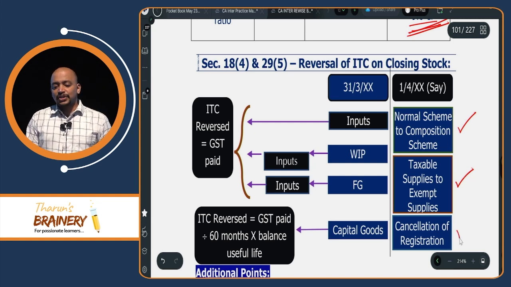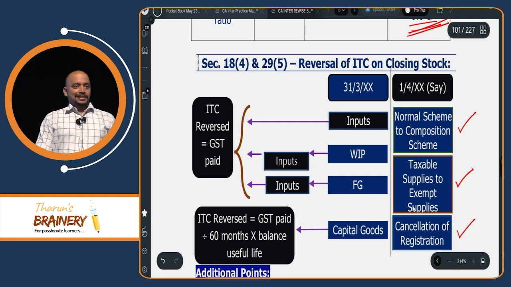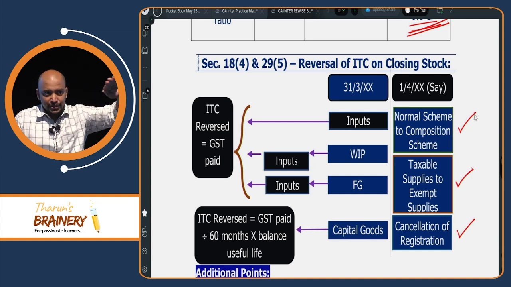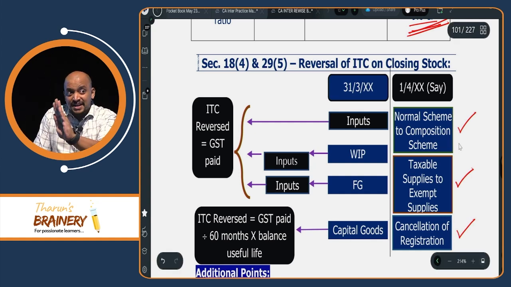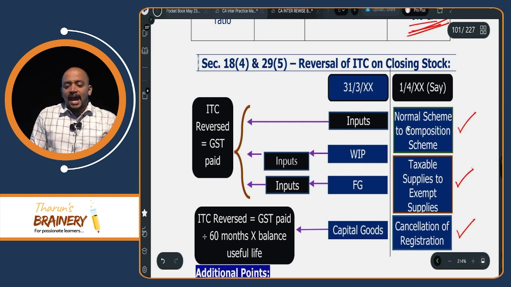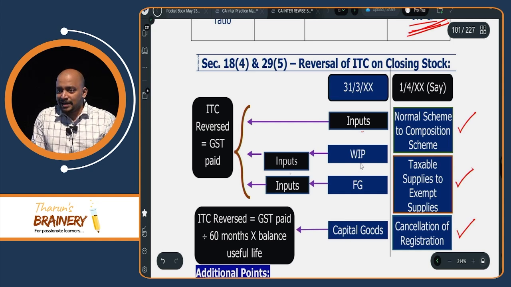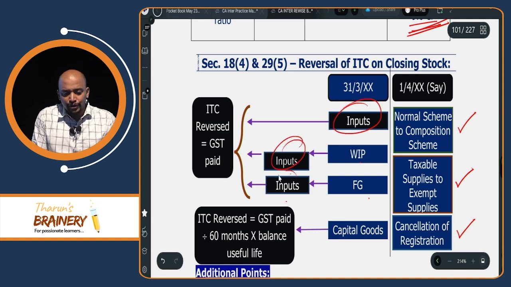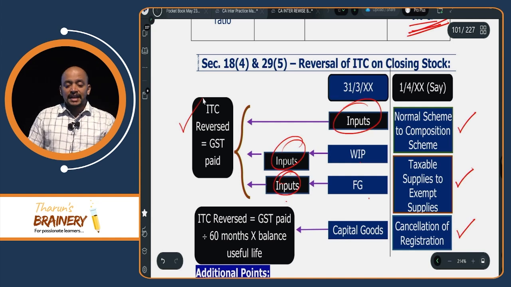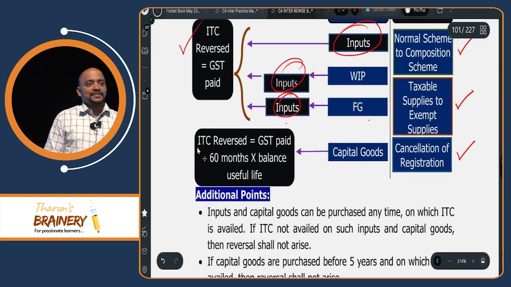Also cancellation of registration. In these three cases, I have to reverse the ITC on closing stock. In 18.1c, 1d, I avail the ITC on closing stock. But in this case, I will reverse the ITC on closing stock. Understood? Now, so I have inputs as such held in stock. Inputs in WIP held in stock. Inputs in FG held in stock. On these three inputs, whatever I have availed as ITC, now I will reverse. Even on capital goods also I will reverse ITC.